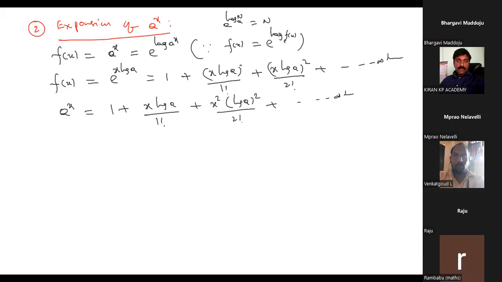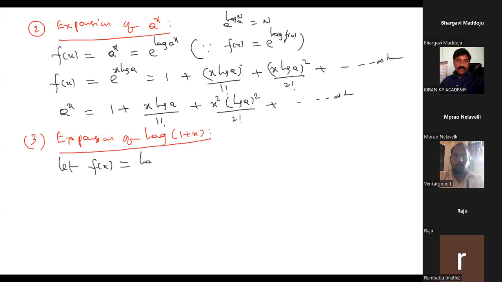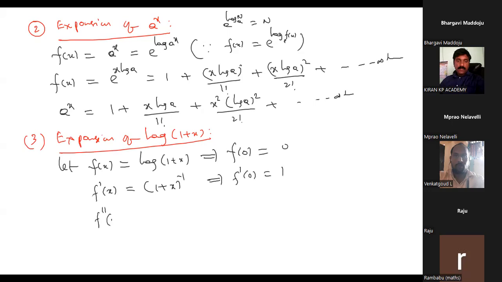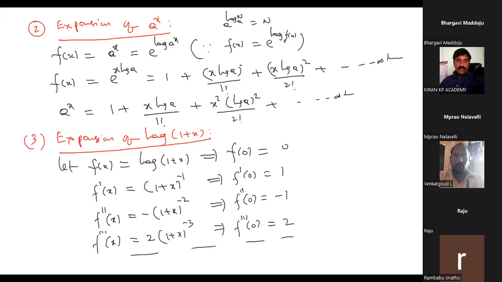Now we'll see the other expansion, the expansion of log of 1 plus x. Let f of x be log of 1 plus x. This implies f of 0 is 0, because log 1 is 0. f dash x is 1 plus x power minus 1, so f dash 0 is 1. f double dash x is minus 1 plus x power minus 2, so f double dash 0 is minus 1. f triple dash x, so minimum 3 values are required, then f triple dash 0 is 2 and so on. Okay, 3 values we got. We'll put in the Maclaurin series.